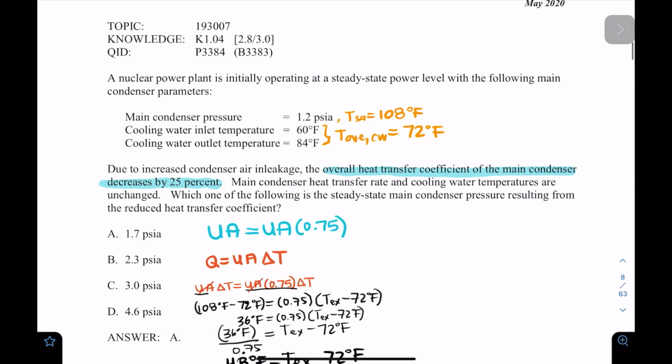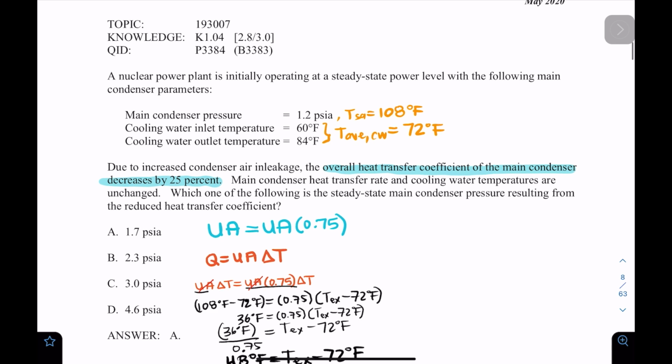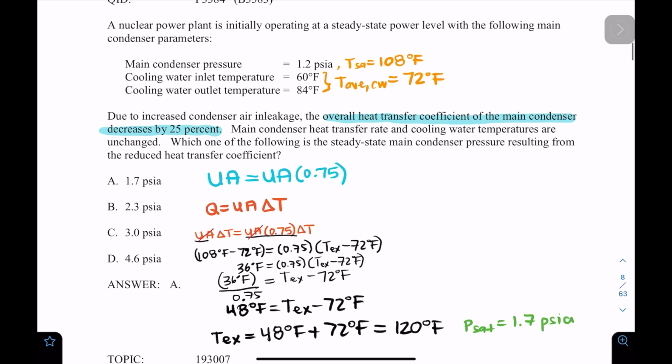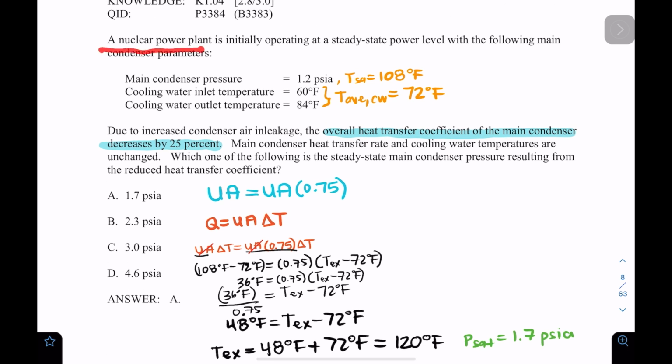The next one is question P3384. This one is going to be different, as you can see here. It states that a nuclear power plant is initially operating at a steady state power level with the following main condenser parameters. Main condenser pressure, 1.2 psi. I just go to the steam table and get my Tsat at that pressure. Then I have my cooling water inlet and my cooling water outlet.